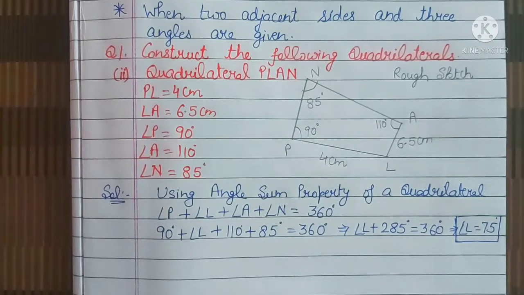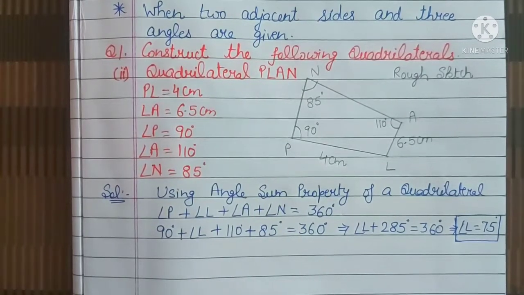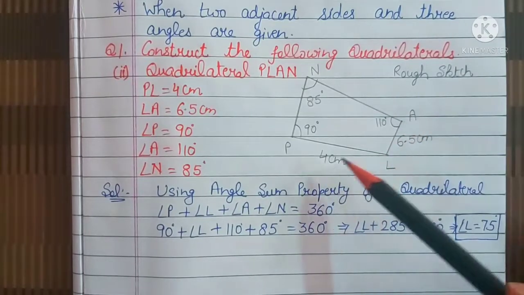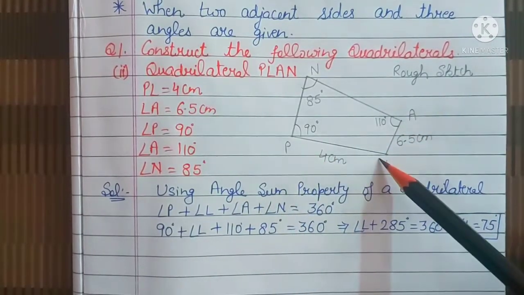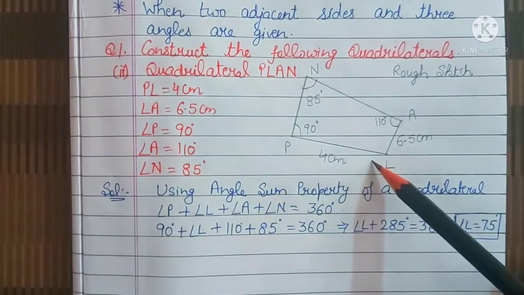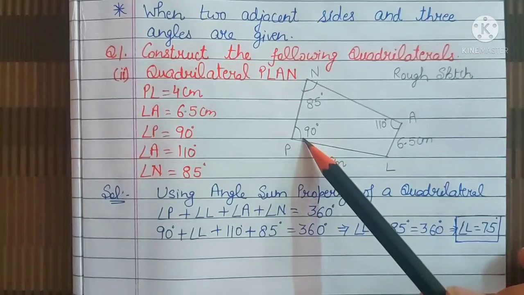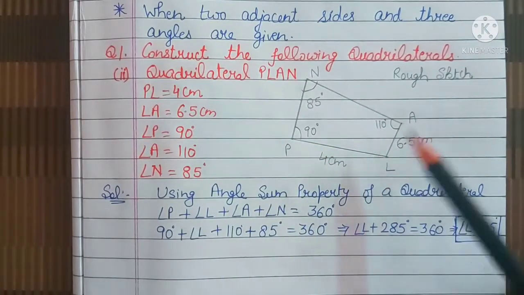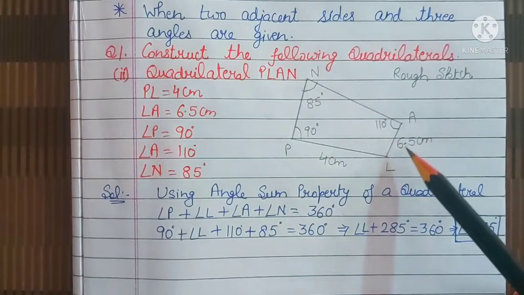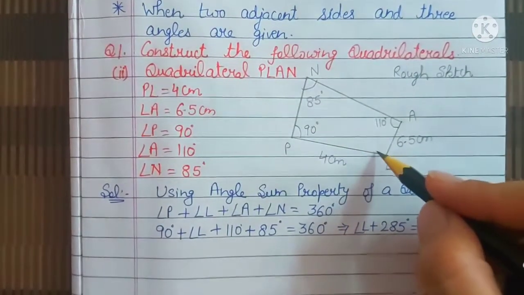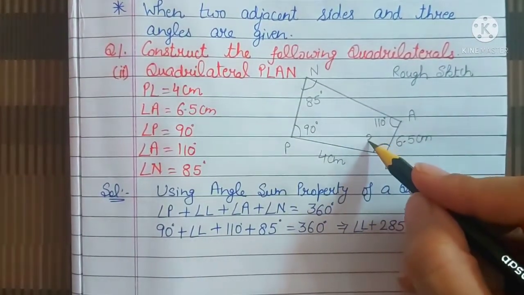So students, when we construct a quadrilateral with two sides, the very necessary condition is that on the side which we are taking as base, both the angles must be known. It means if you want to take PL as base, then you should know angle P as well as angle L. If you want to take LA as base, then also you should know angle L. So for both conditions we require angle L.